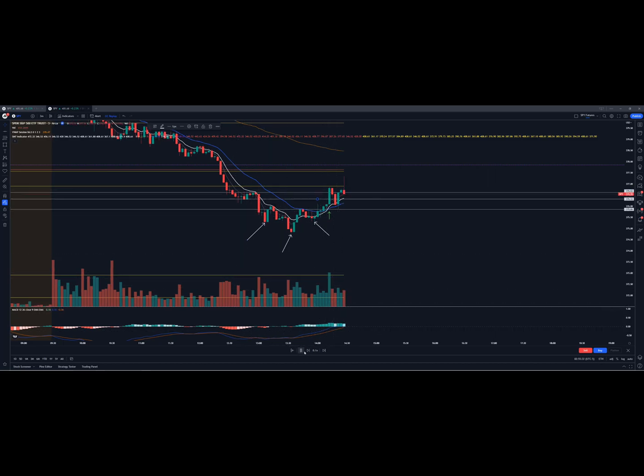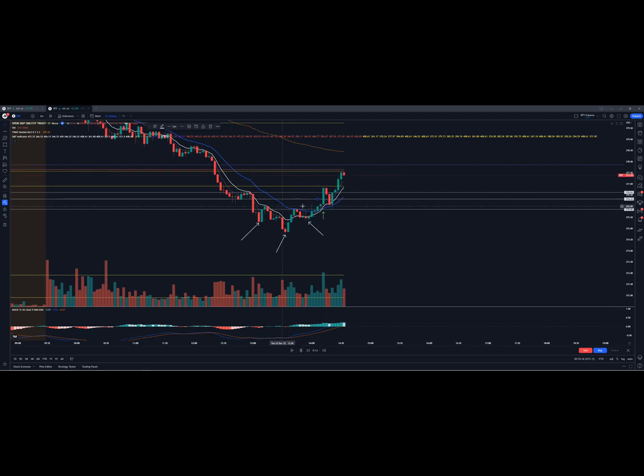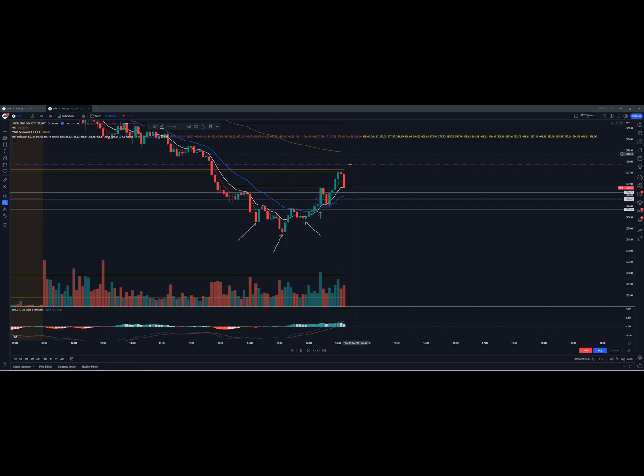So that's how you can play an inverse head and shoulders. As you can see, after this played out and then we got all our bullish reversal indicators, we continued this move to the upside.